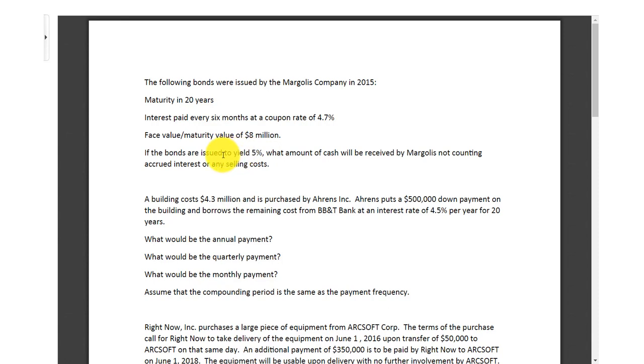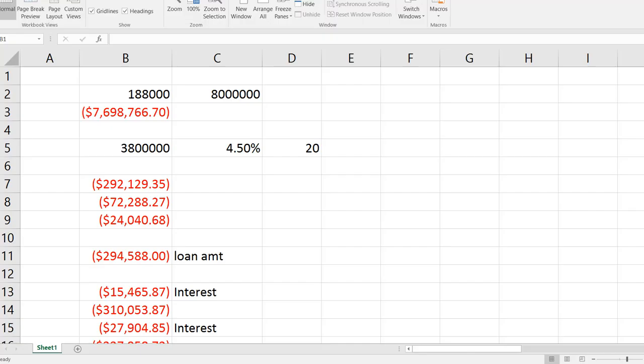That's what other bonds of similar quality and risk are paying. So we're paying just slightly less than the market rate in this case on these bonds. So how are we going to calculate that? We're going to first figure out the payment.